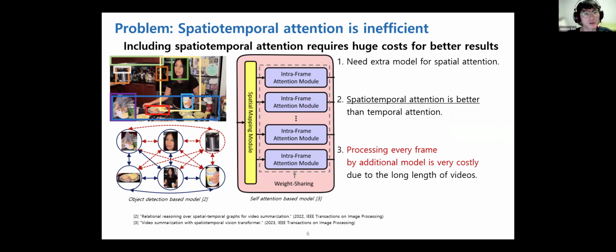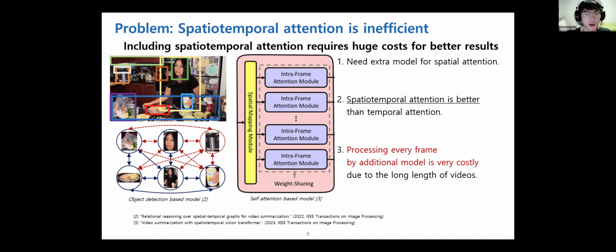There are papers using spatiotemporal attention, but they required huge costs for better results. Previous works construct an extra model to include spatial attention. For example, the figure on the left is based on an object detection model. They input all the frames into object detection models to find meaningful objects on each frame. The figure on the right is based on a self-attention model. They input all the frame features into a self-attention model to find important visual attributes for each frame feature.